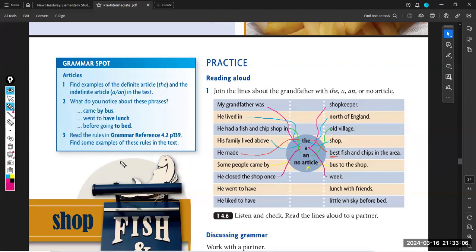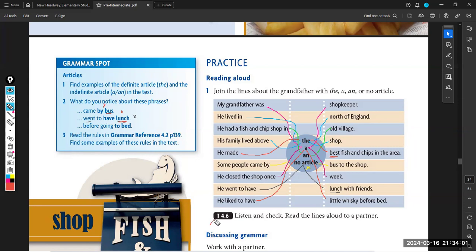Now he went to have lunch. Are you sure? No article? No article. Thank you. So if you are talking about breakfast, lunch, dinner, you don't have to use an article. I went to have what? Lunch. Not the lunch, not a lunch, not an lunch. Now, he liked to have little. A little, exactly. So, a little whiskey. Again, if you want to talk about bus, car, train, plane, you don't have to use any article at all. And even if you are talking about meals, like breakfast, lunch, dinner, you don't have to use any articles.